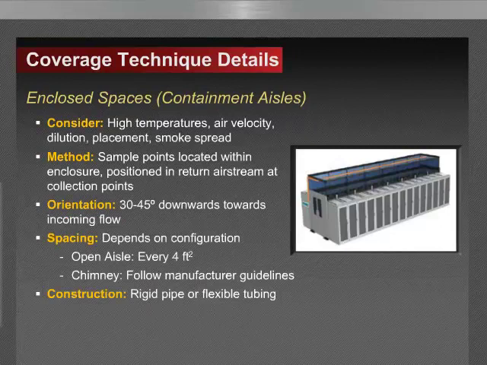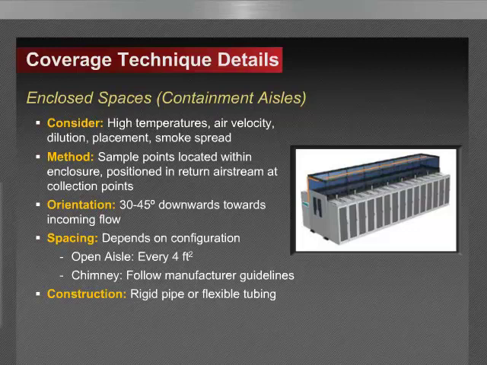All right, and so then we're on discussion here of containment aisles, which we also can consider as potentially an enclosed space. So, you consider high temperatures, air velocity, dilution, placement, where to place detection, and the potential for smoke spread. That is, once smoke enters the airstream, it can get transported through the plenums into other spaces or other containment aisles. So the method sample is essentially taking sample points, locating within the enclosure, and positioning them in the return airstream at collection points.